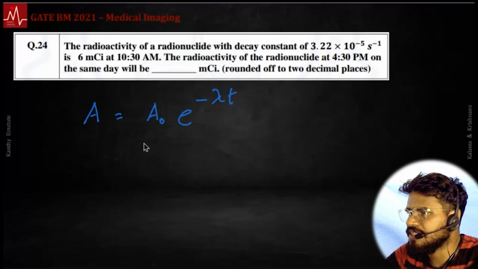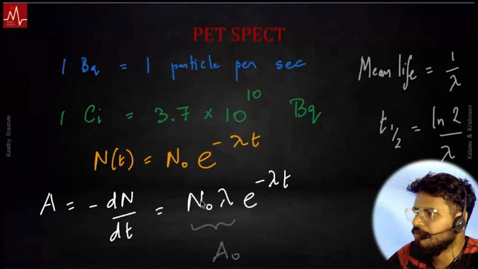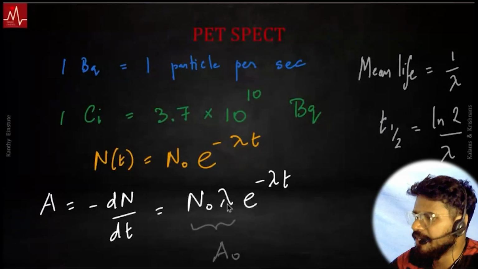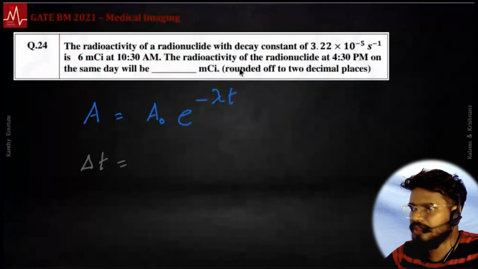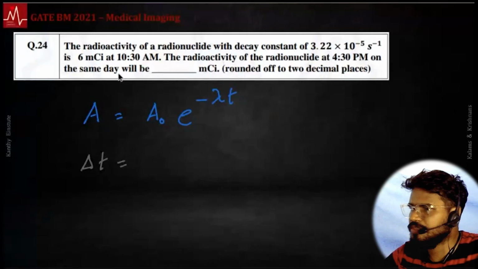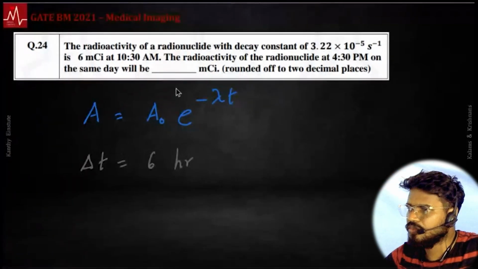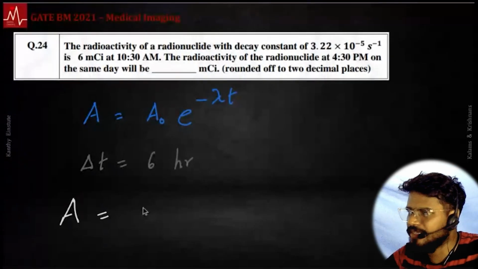Initially, this is 6 millicurie. N is the number of particles, right? Activity is dN by dt. So lambda is inverse of time. So this is particles per second. So this is dimensions of Curie, A naught. We need t in seconds. It's in the same day, 4:30 to 10:30, 11:30, 12:30, 1:30, 2:30, 3:30, 4:30. So 6 hours. So your A initial is 6, and we need the answer in millicurie.